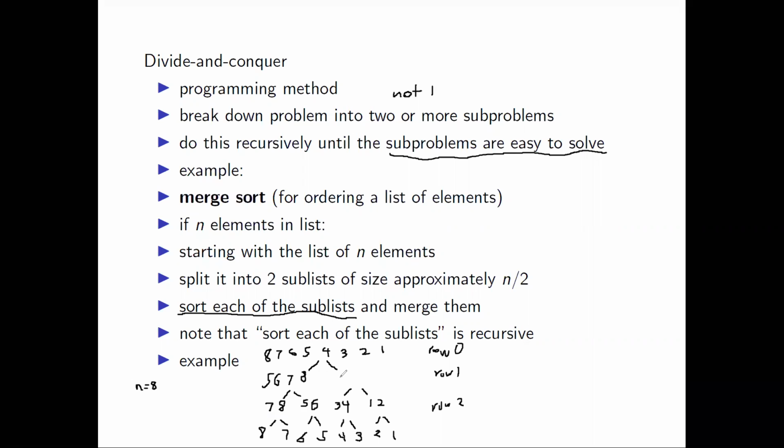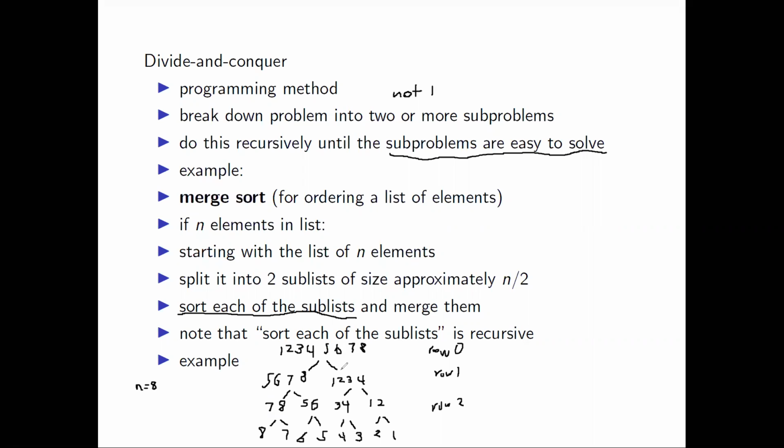And the 3, 4, and the 1, 2, we have to merge them in the correct sorted order. That gives us 1, 2, 3, 4. And then finally, the very top row, we have 5, 6, 7, 8, and 1, 2, 3, 4. And we've got to merge them in the correct sorted order. And that gives us 1, 2, 3, 4, 5, 6, 7, 8.